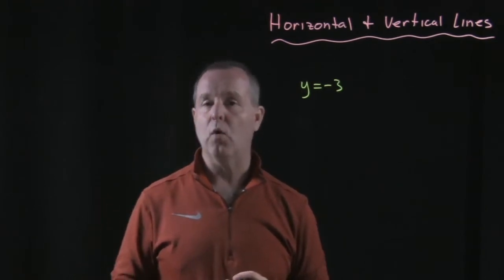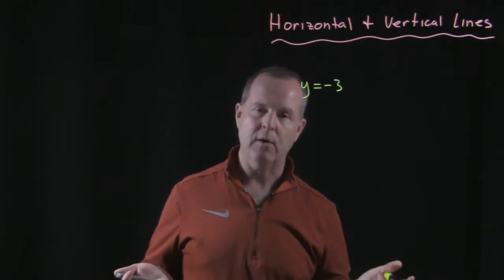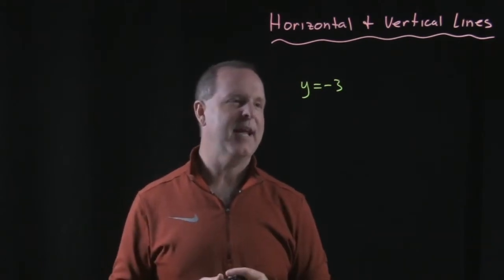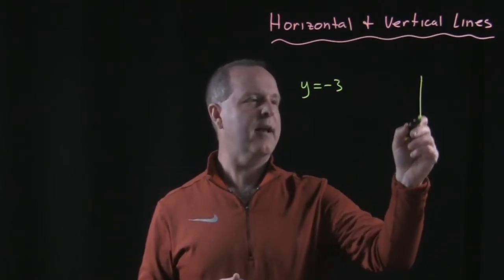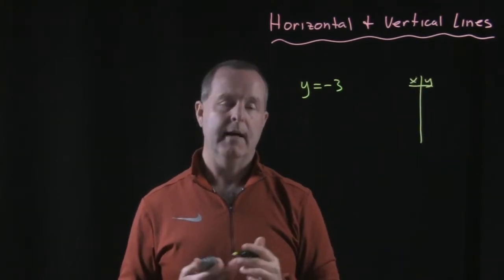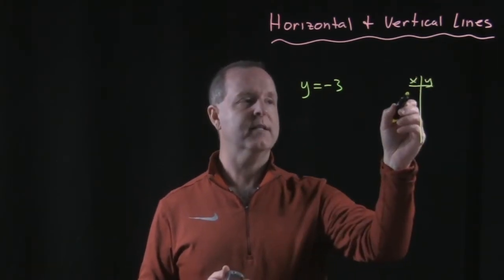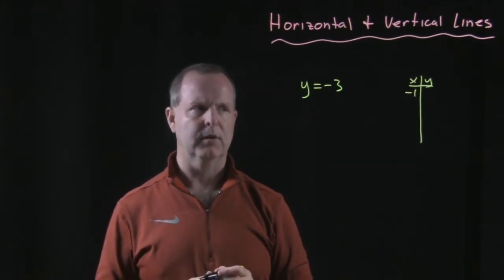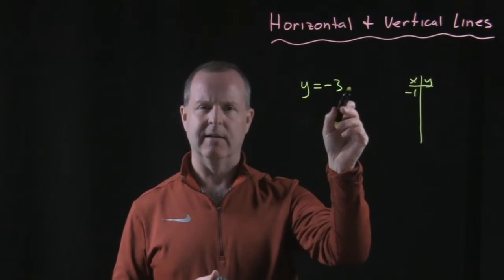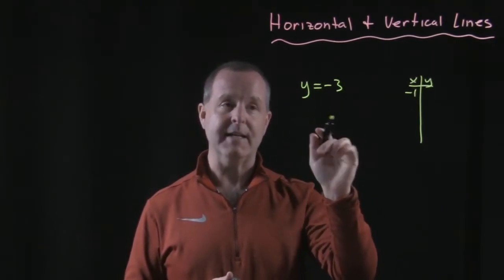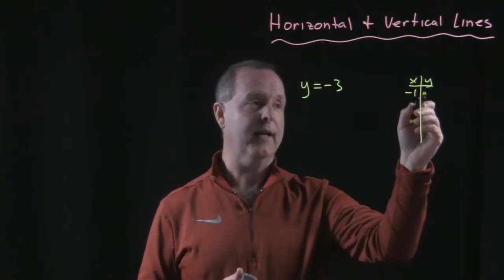This represents a horizontal line. How do I know that? Well, let's play this out. Let's game this out a little bit. Let's say I draw an XY table because I want to find some test points. And so let's say if x is -1, what does y equal? You go, wait a minute, Willie, there's no x in here. That's right, because x doesn't matter. Whatever x is, y will be -3.